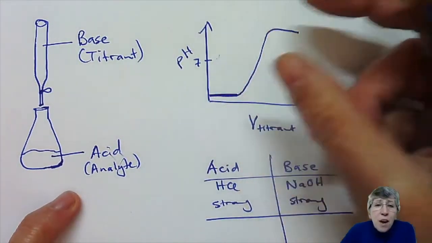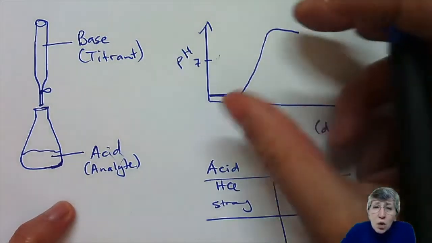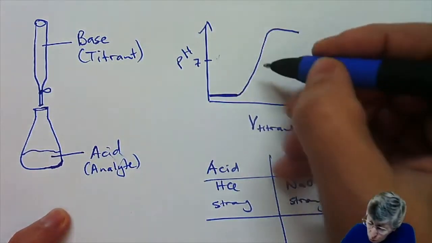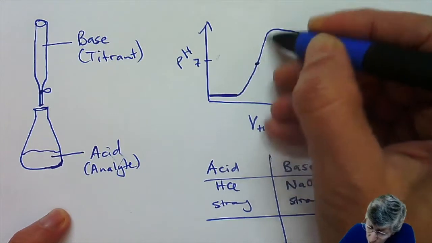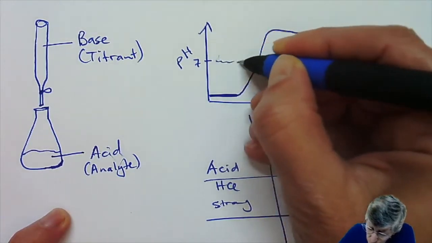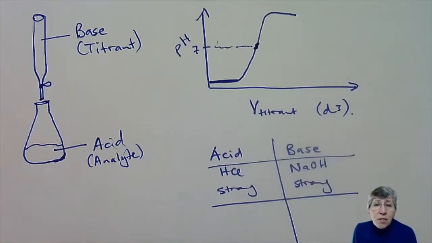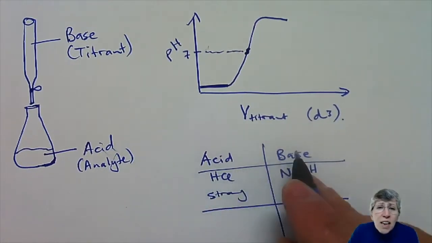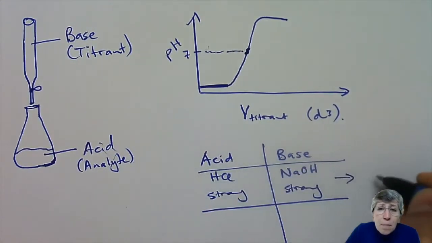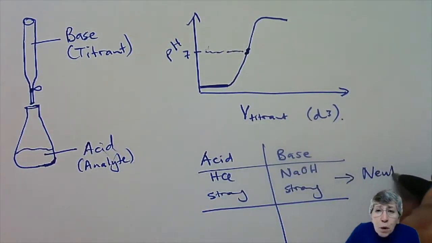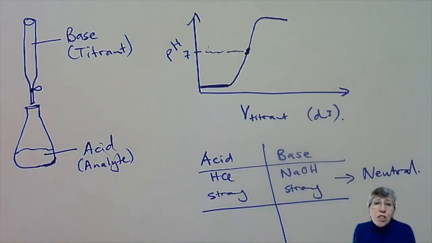And if I have them in the right ratio of 1 to 1, they will be more or less halfway, and that will tell me pH 7, right? So if I've got a strong acid and a strong base, that means I will end up with a neutral solution. So the pH will be more or less 7.